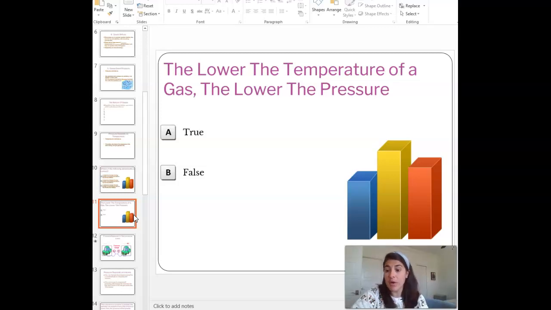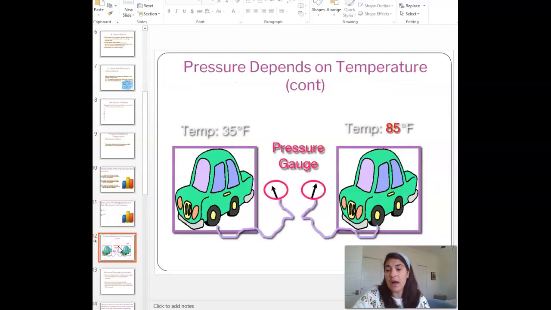You'll get some practice with this for homework and in class. There'll definitely be short answer styles like this moving forward in the unit. So make sure you feel good about that. So the answer to that is true. Right, so here we have an example of tire pressure.